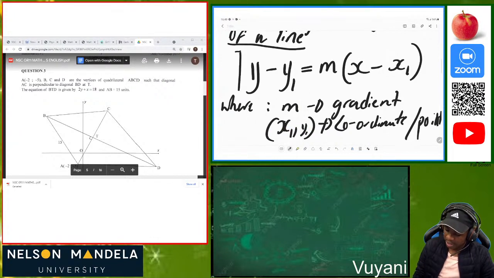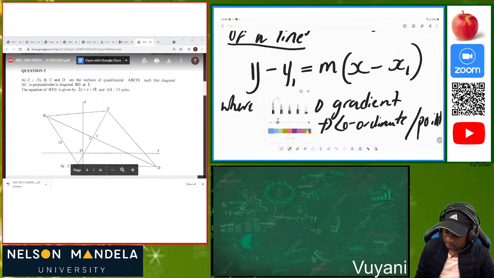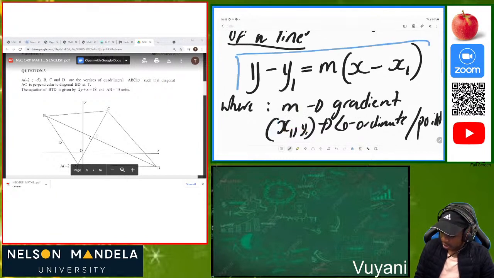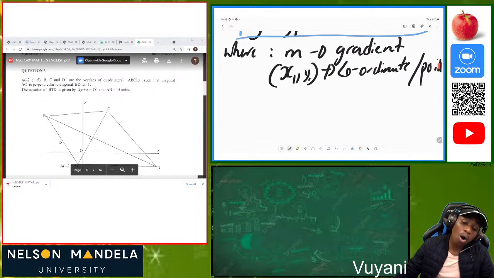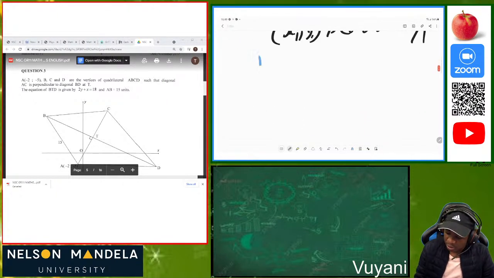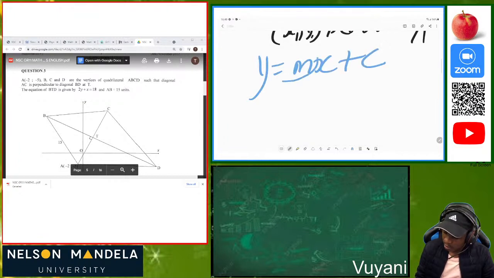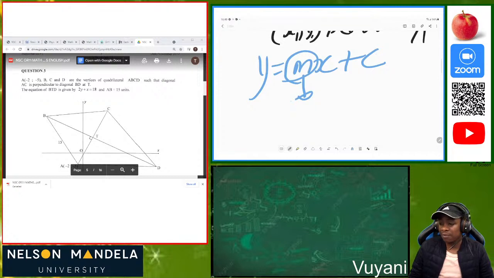So this is how we determine the equation of a line. When they ask us to determine the equation of a line, it won't be hard because we use this formula. Sometimes they can just give you y is equal to mx plus c. Still, m is representing the gradient of the line.